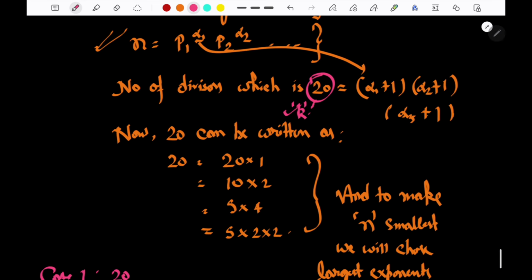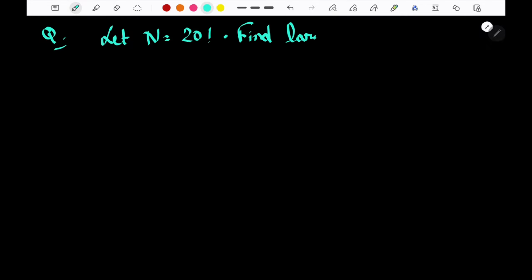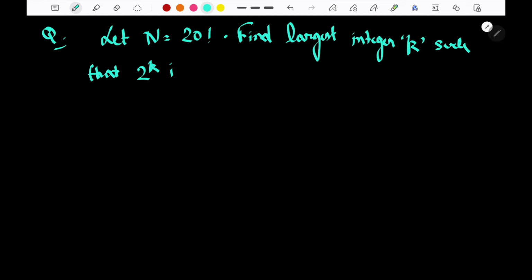Next. So the next question says, now this is done. The next question says, let n be equal to 20 factorial. Find the largest integer k such that 2 to the power k is a divisor of n.